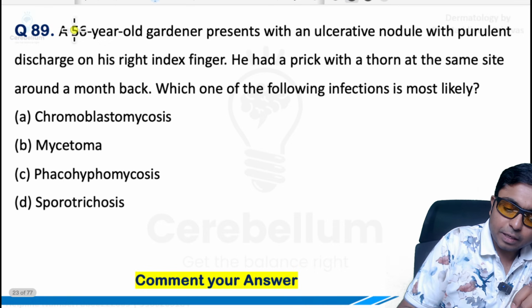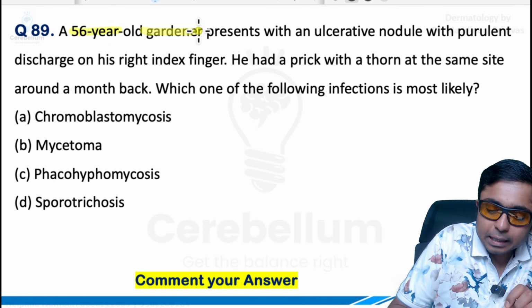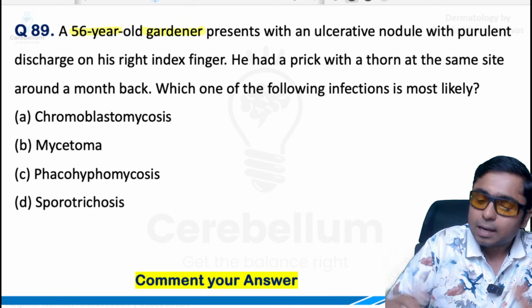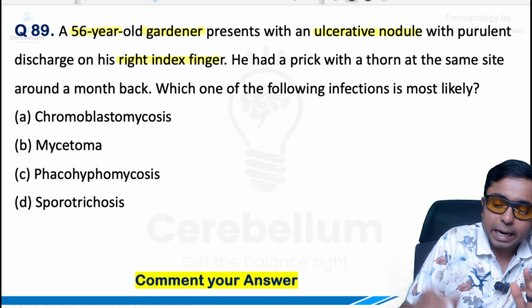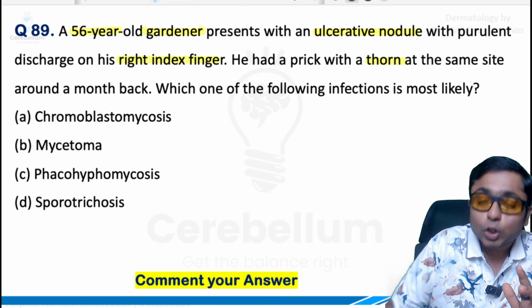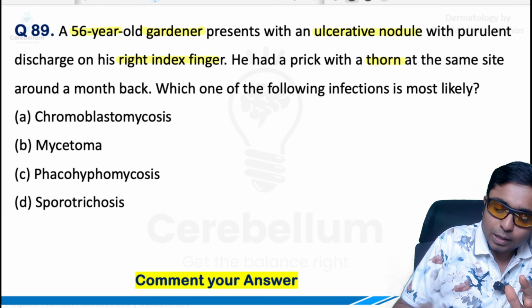Right, next question, a 56-year-old gardener, so a rose garden. Okay, an ulcerative nodule with purulent discharge on the right index finger. He had a prick with a thorn, a rose thorn. So what is the diagnosis?